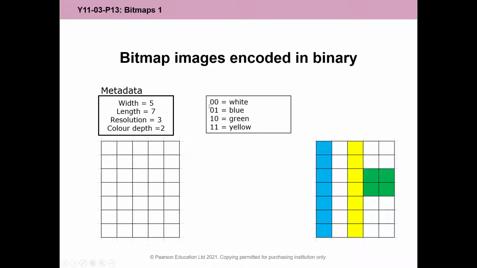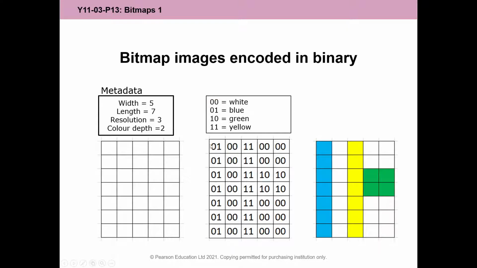So the colour depth means you can have 2 bits per pixel. And then the resolution is how many pixels per inch, as in how large it's going to be when you print it out.